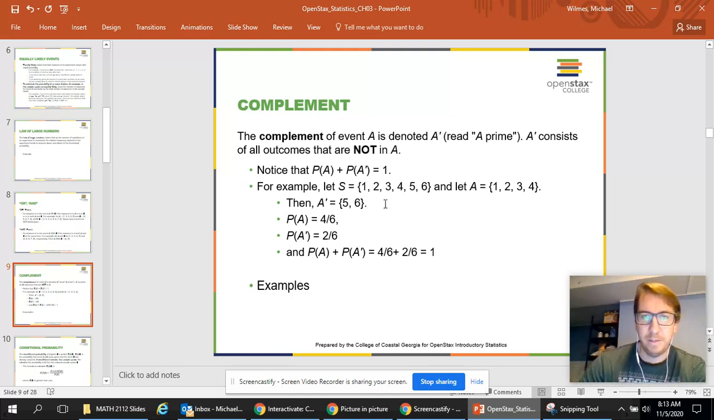So here, let S be 1, 2, 3, 4, 5, 6, and A be 1, 2, 3, 4. If we list not A, it would be 5 and 6. It's everything that's outside of A, but still in our sample space. So the probability of A would be all of our favorable outcomes, 4 out of 6. The probability of not A would be 2 out of 6, just these two, 5 and 6. And we can see the probability of A and the probability of not A would be 4/6 and 2/6, which adds to 1.